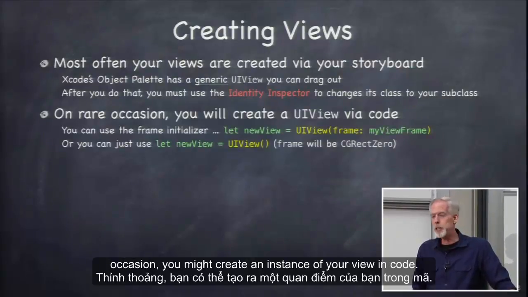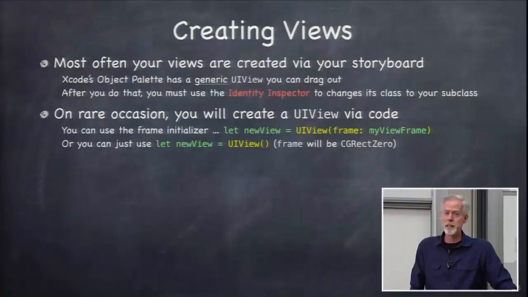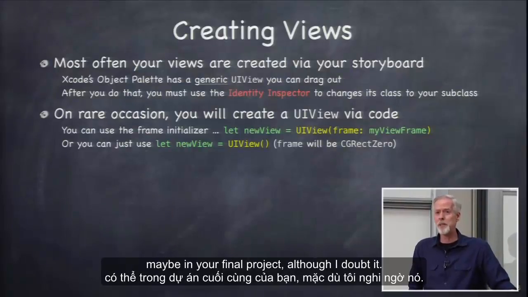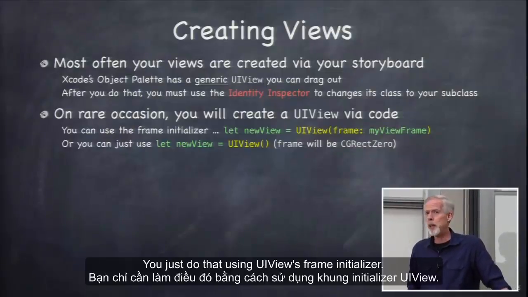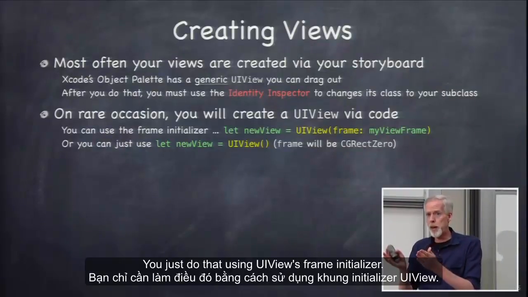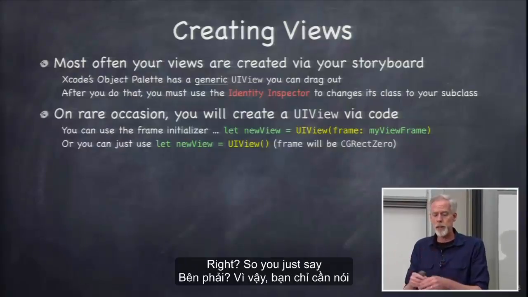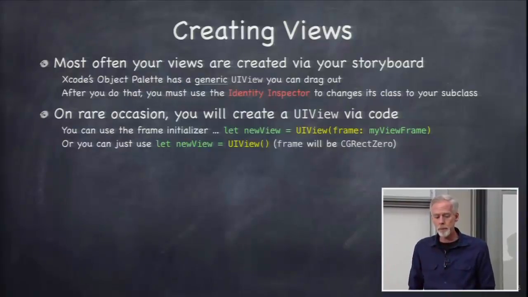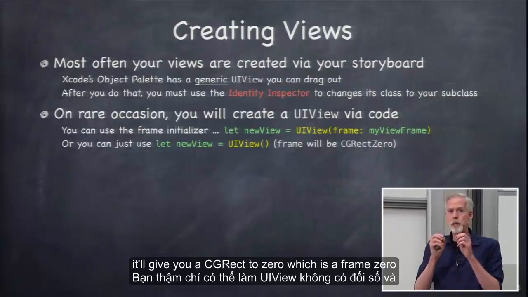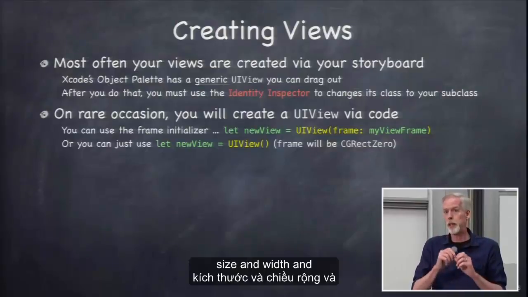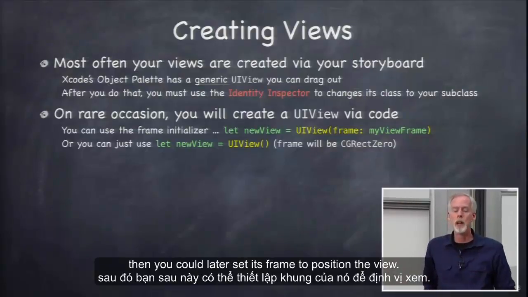On rare occasion, you might create an instance of your view in code. Probably never in this class, maybe in your final project, although I doubt it. You just do that using UIView's frame initializer, right? So you just say view equals UIView(frame:). You can even do UIView with no arguments, and it'll give you a CGRect of 0, which is a frame with zero size and width, and then you could later set its frame to position the view.